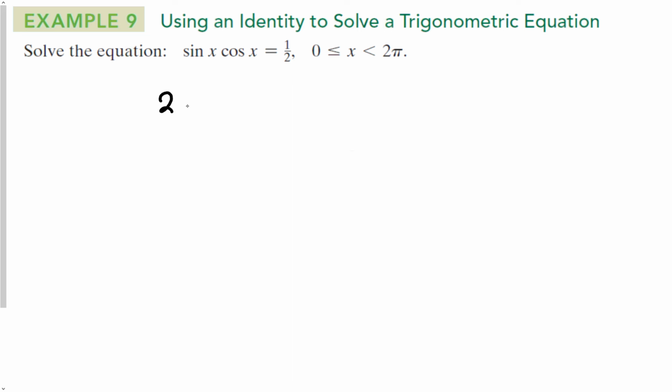We're going to multiply this side by 2 and this side by 2. 2 times 1/2 is just 1. Okay, now this is an identity.